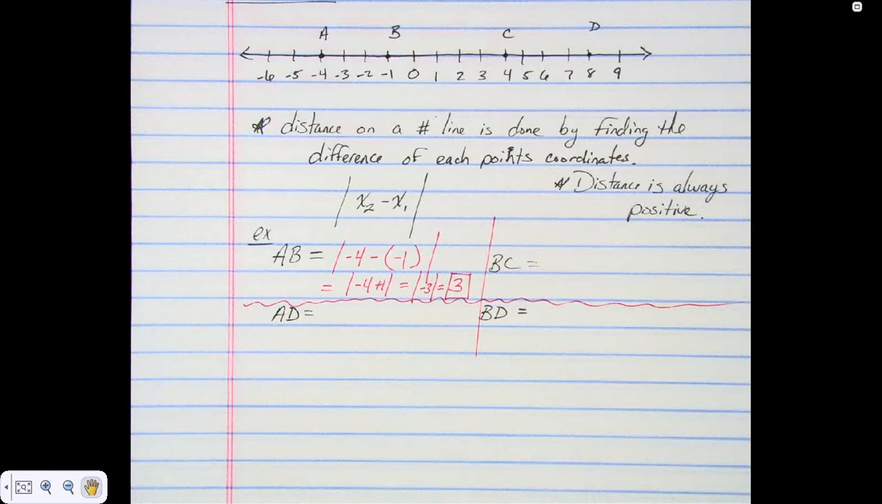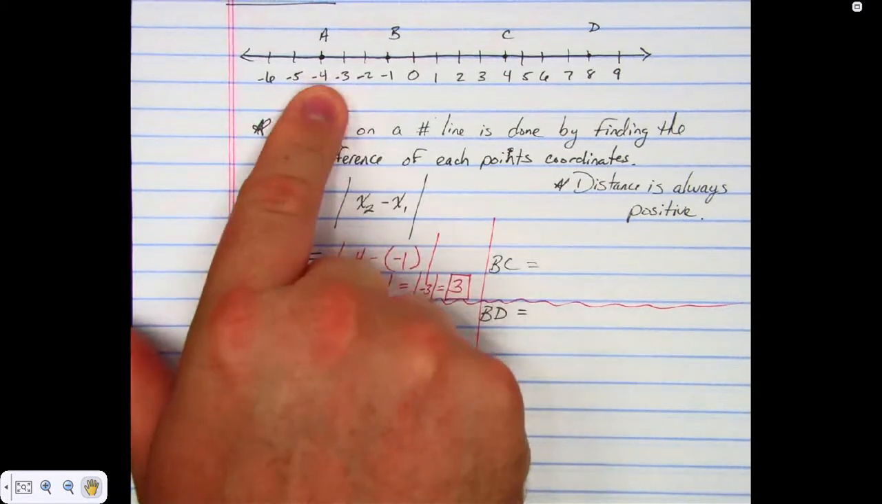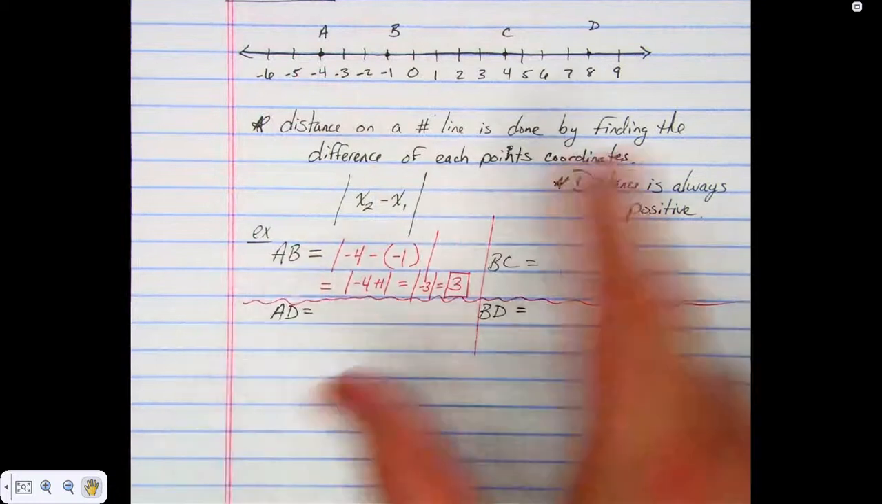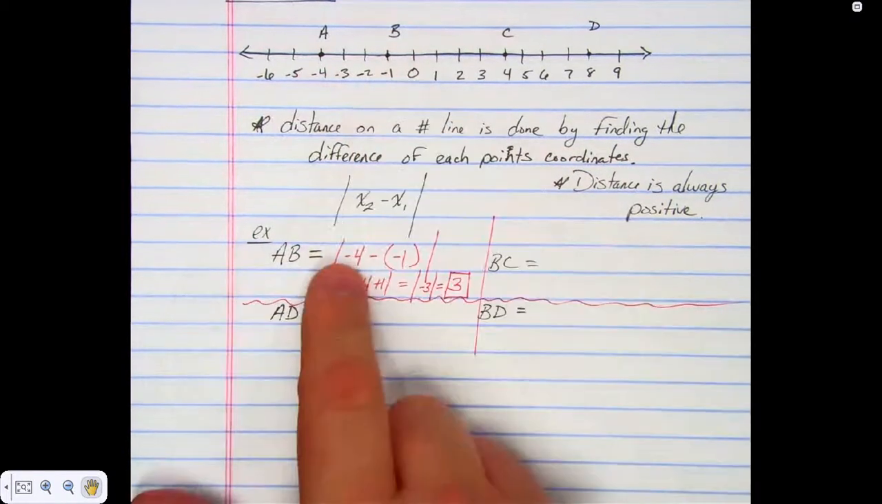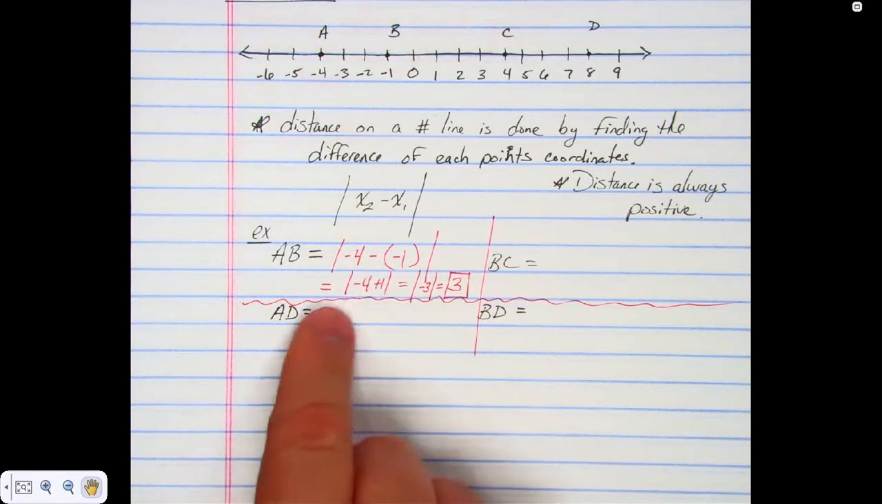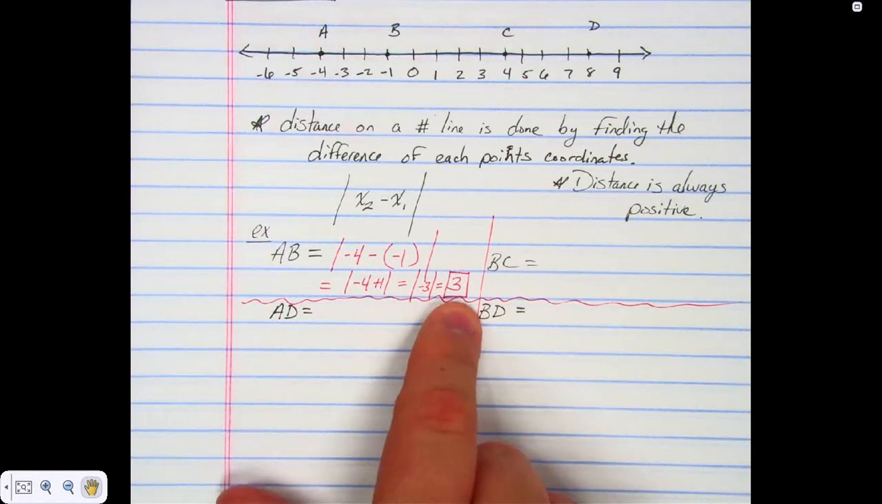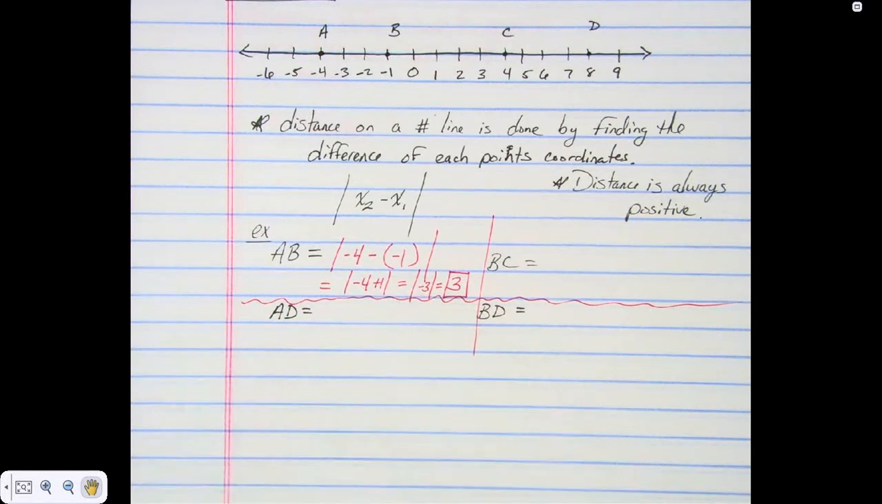Okay, I did the first one. I'm going to unfreeze it now. What did I do? The coordinate of A was what? -4. The coordinate of B was what? -1. So I found the difference between those two, but look, there are two negatives. It's -4 minus, I put in parentheses, a -1, which made this -4 plus 1, got me -3. The absolute value of -3 is what? 3.